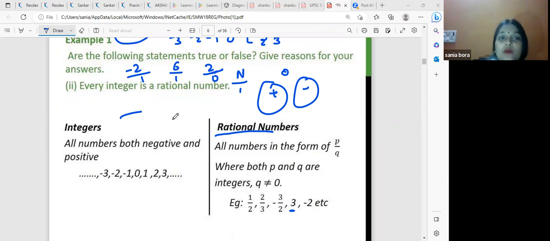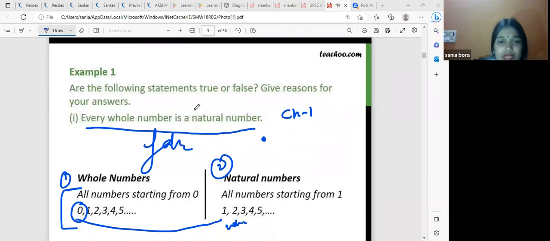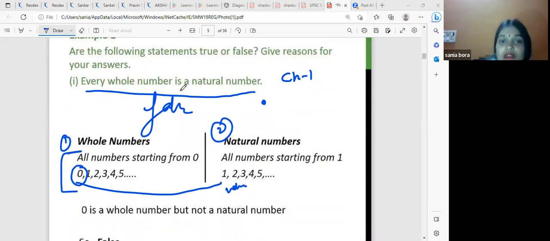Okay. Now what you are going to do? You are just going to put example number 1. Just don't write example number 1, just write a few statements. First statement, write this: every natural number is a whole number. Yes. Every natural number is a whole number. First statement.